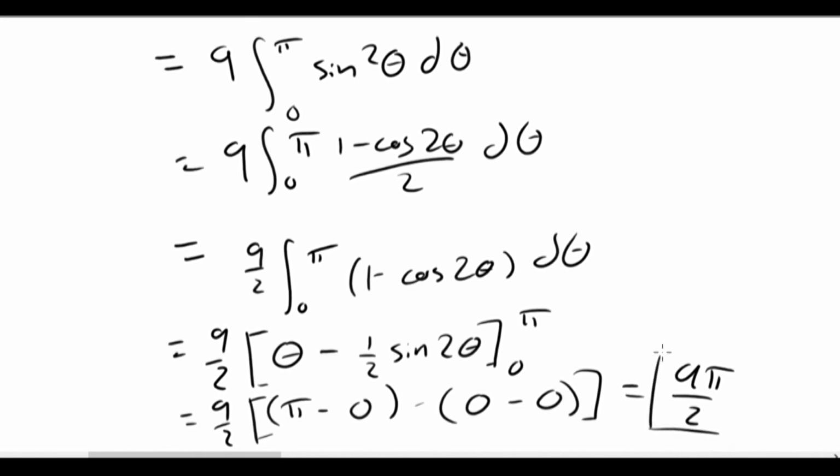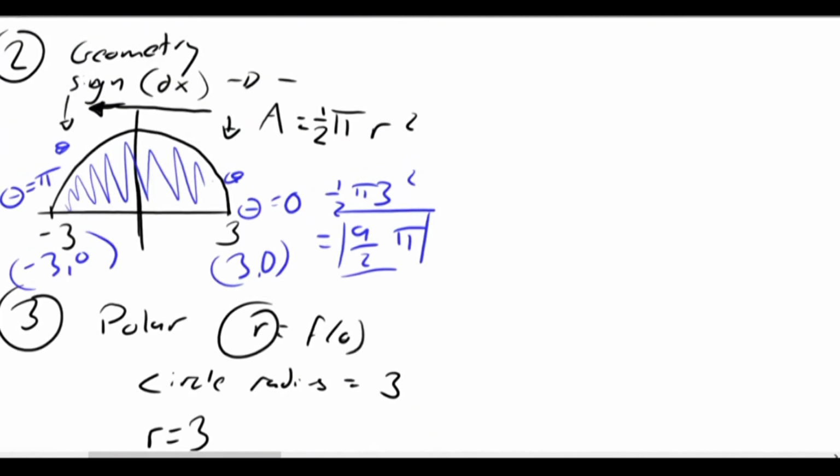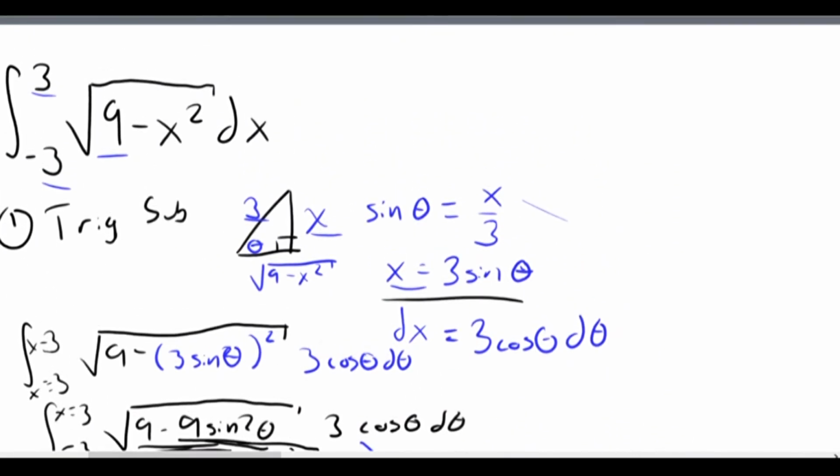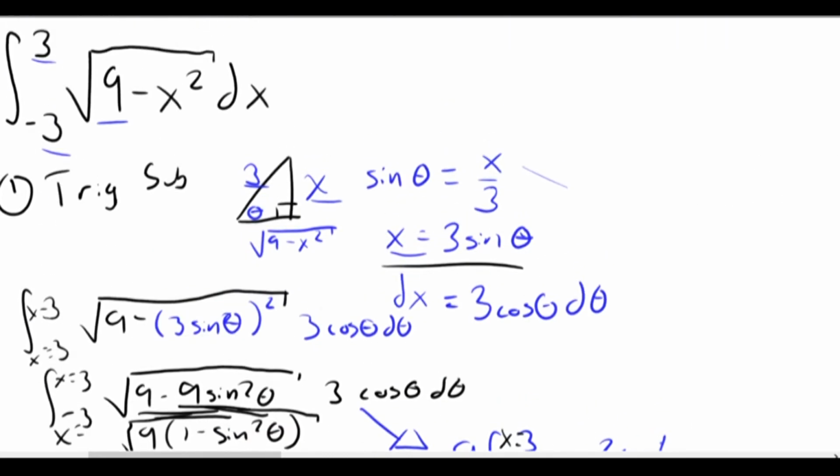And there is our answer that we have found now in 3 different ways and showed a 4th way to do it. So there you have it, the integral from negative 3 to 3 of the square root of 9 minus x squared, integrated with respect to x, evaluated in 4 different ways.